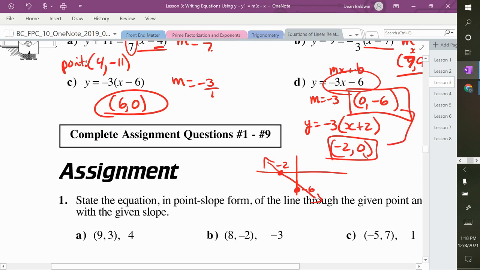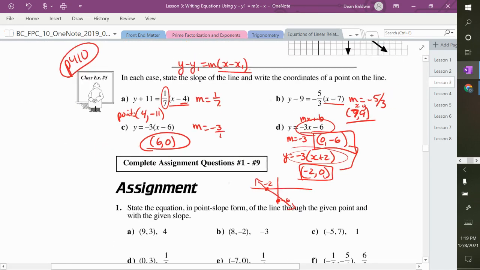Okay? Obviously, this one where you just look at it and go, well, that's just the y-intercept, so x has to be 0, is a little more straightforward. But if you want to factor something out, be my guest. No. It's a bit of extra work.